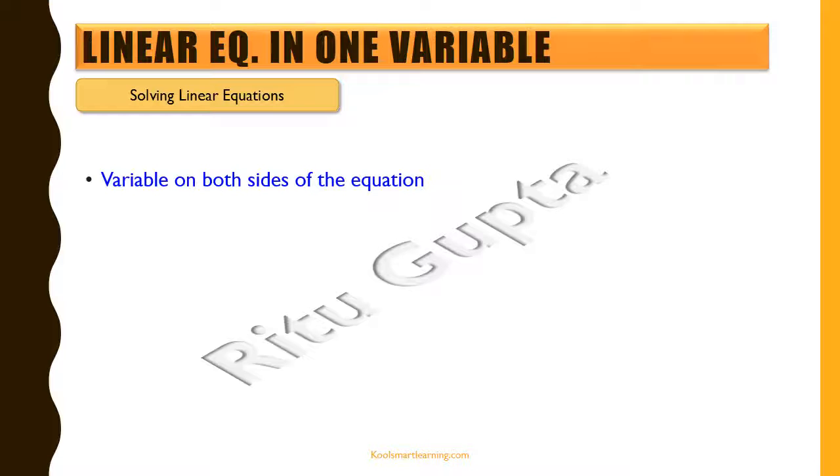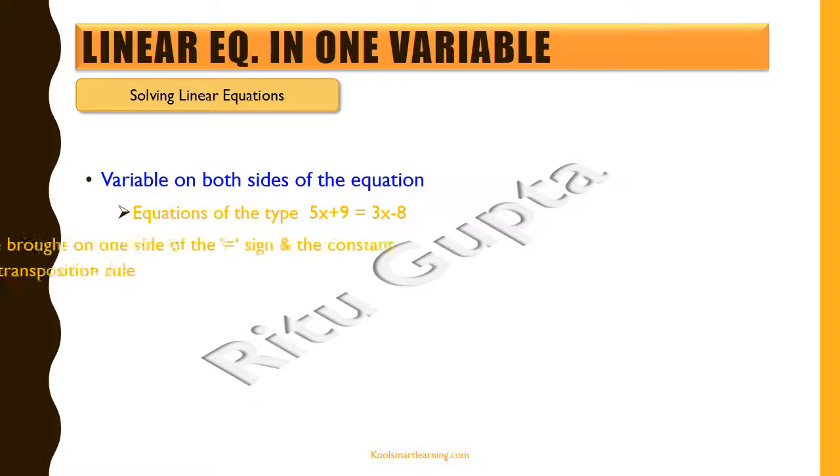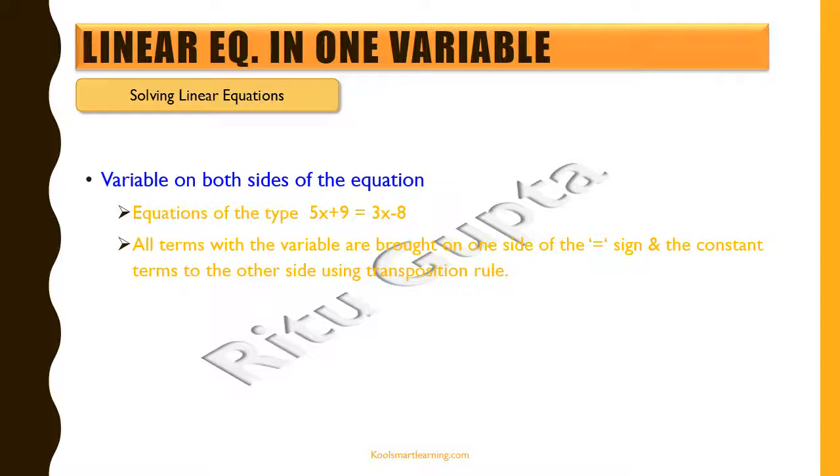So let's now try to solve the equation where the variable is present on both sides of the equation. Let's take an example where the equation is 5x + 9 = 3x - 8. Now all the terms with the variable are brought on one side of the equality sign, and the constant terms are taken to the other side using the transposition rule.